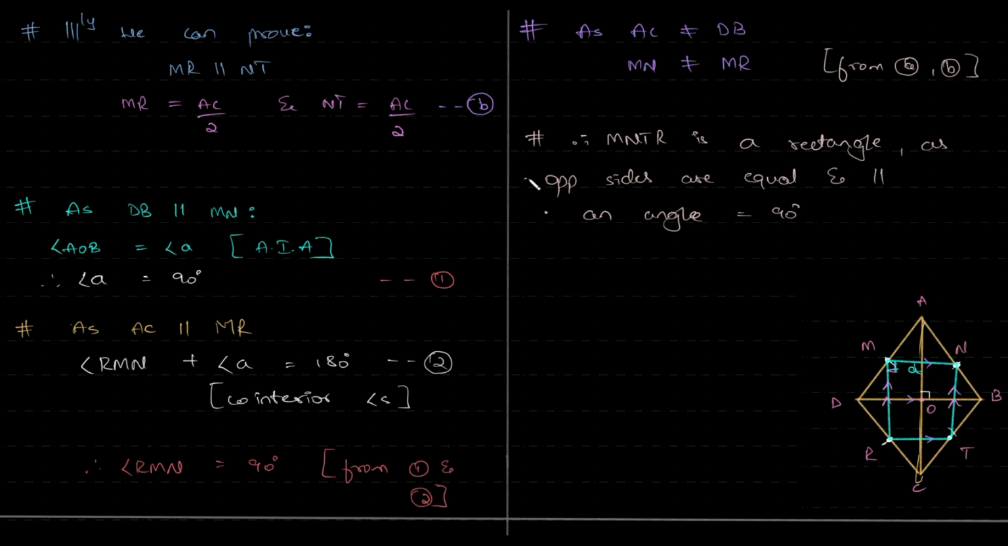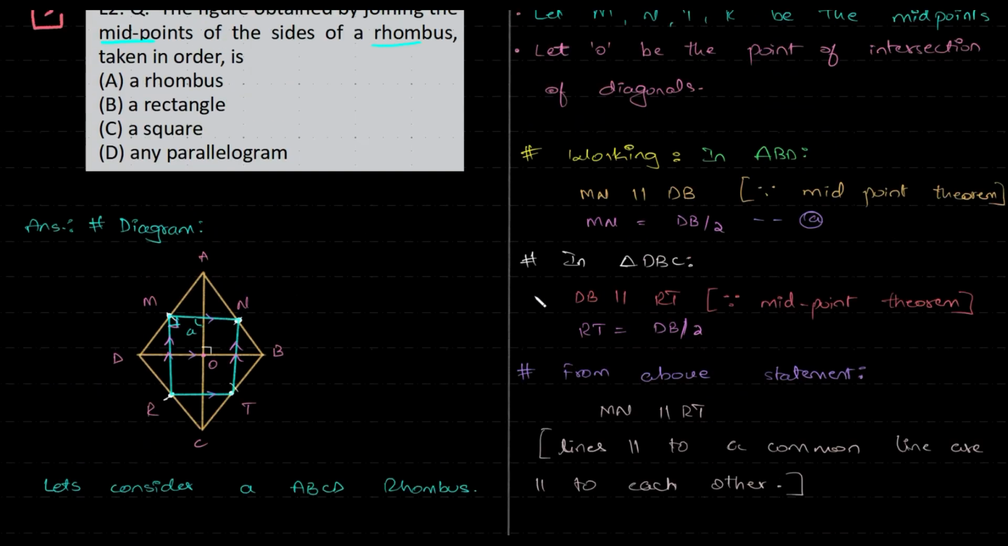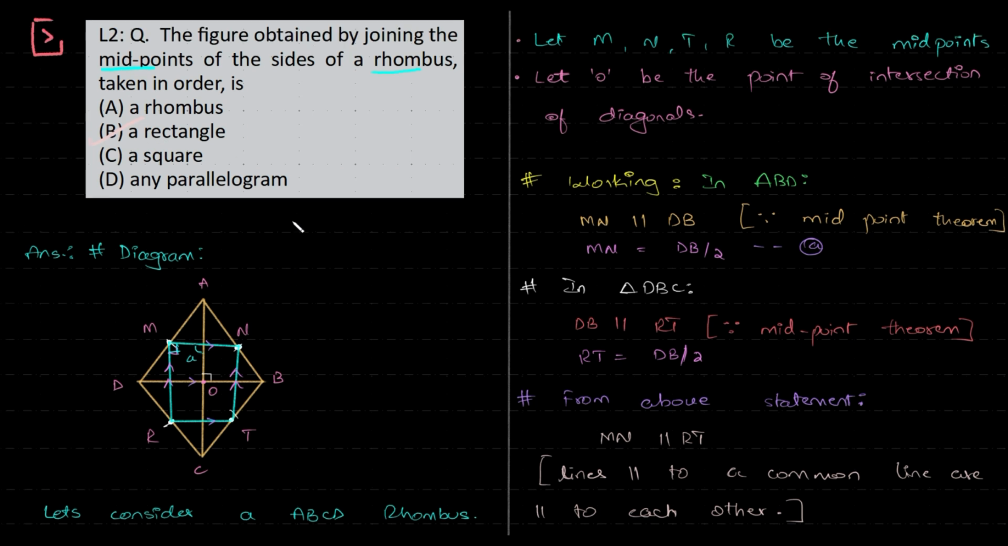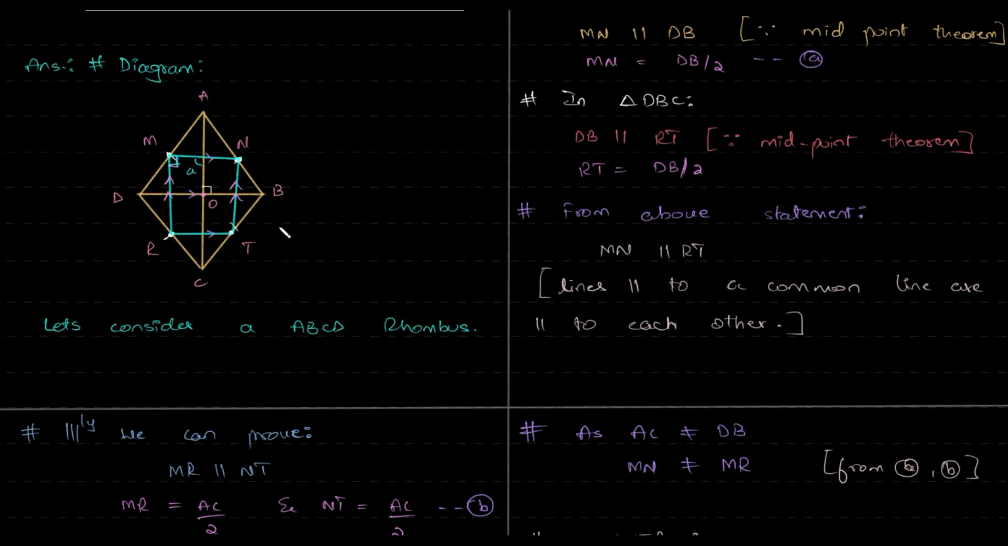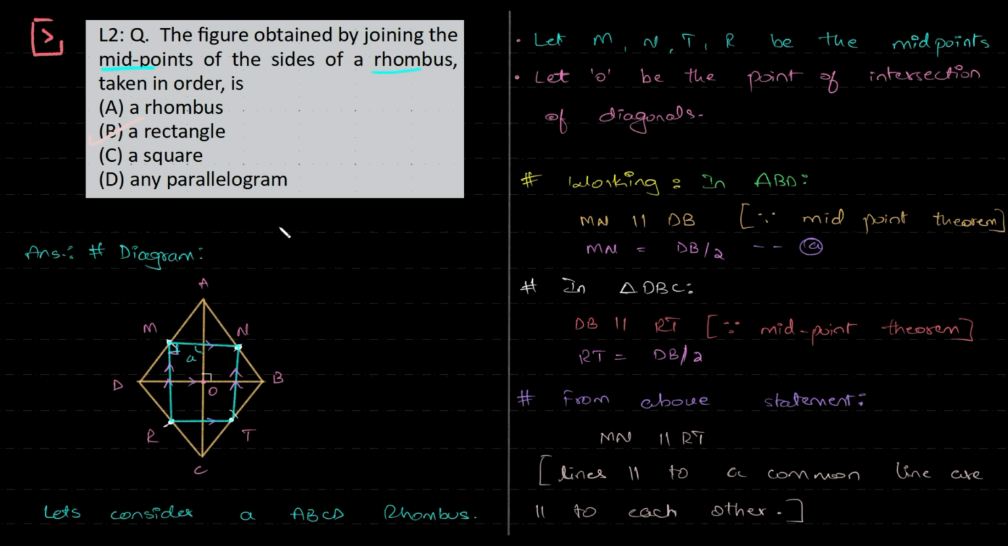Okay, so point 1, point 2, and adjacent sides are not equal. Adjacent sides are not equal. Okay, so it won't be a square. Understood? So to be precise, this is a rectangle. Agree? Okay, so this is the writing for your 2 marker or 3 marker answer.